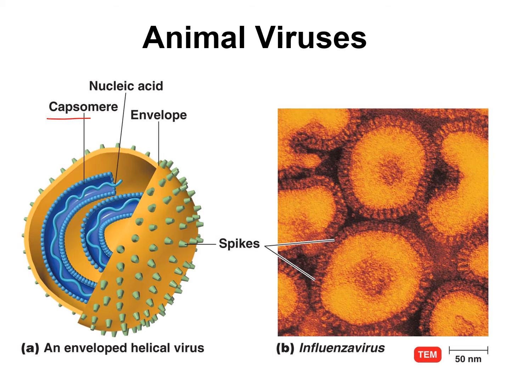As a review for the structure for animal viruses, all animal viruses must have a capsid, which is composed of capsomeres, and they must also have some sort of nucleic acid. So the nucleic acid could be DNA or RNA. Also, some animal viruses may have an envelope, but that is not required for all animal viruses. So all animal viruses will have some type of capsid and some sort of nucleic acid, and some may have an envelope.